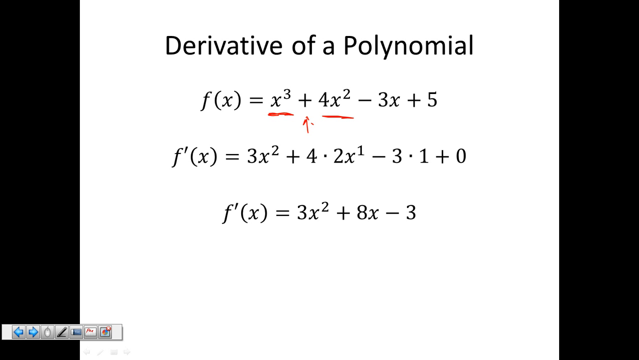And this is going to be something that you get so used to. If I ask you to find the derivative of this polynomial in a week, you're just going to rattle it off. You're not going to have to do that middle step at all.